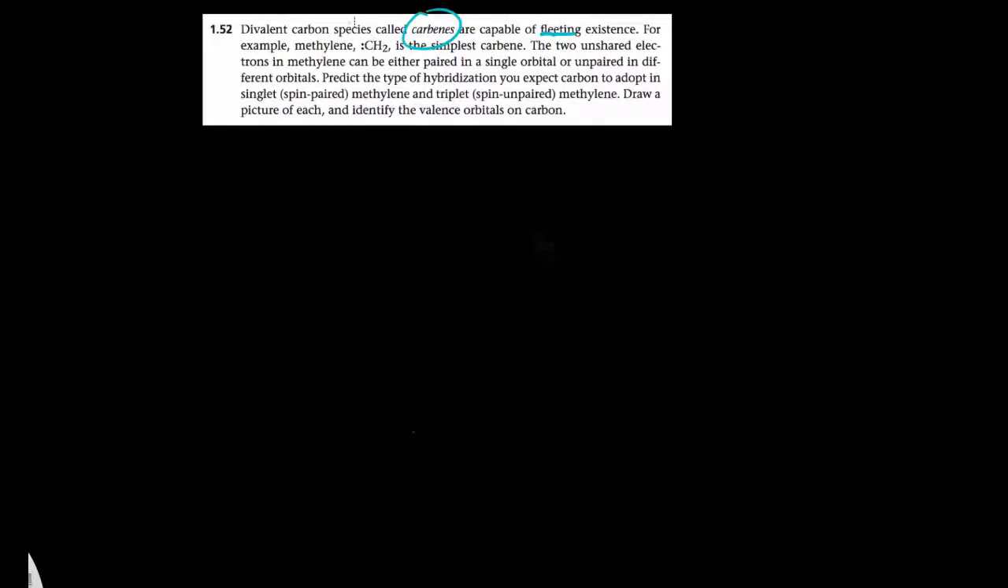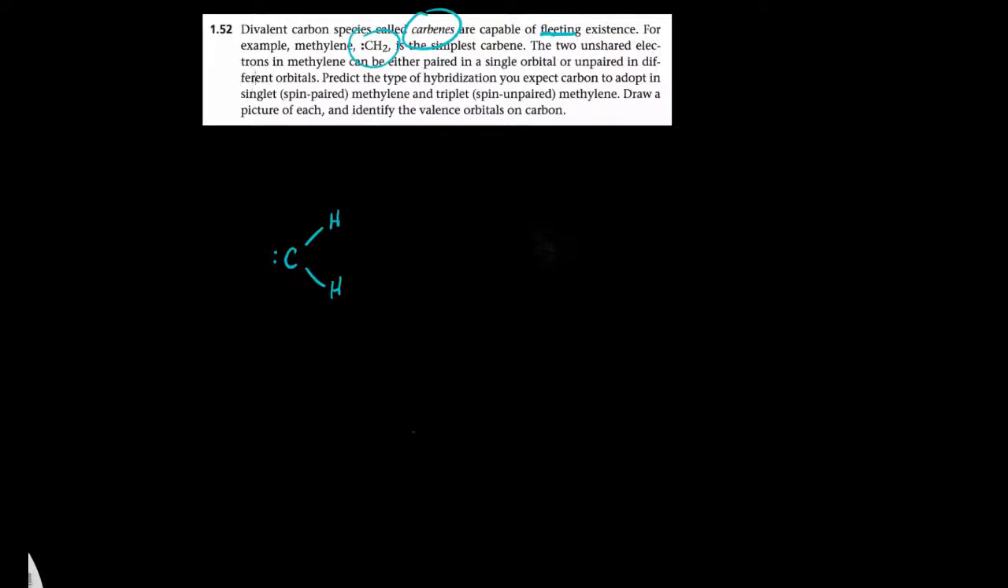But we do know that they exist because we can observe them with spectroscopy and other techniques. And here's an example. The simplest carbene is CH2. It's divalent, so that means it has two things attached, and a lone pair here, or two other electrons, and two unshared electrons. So these are what make carbenes interesting.